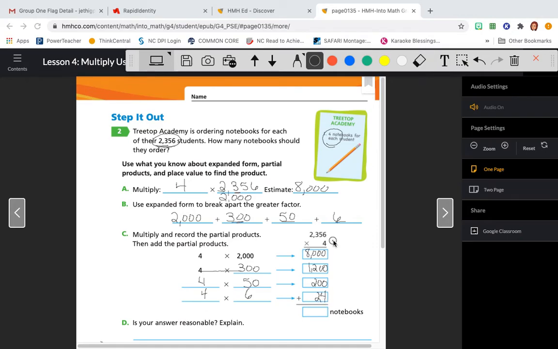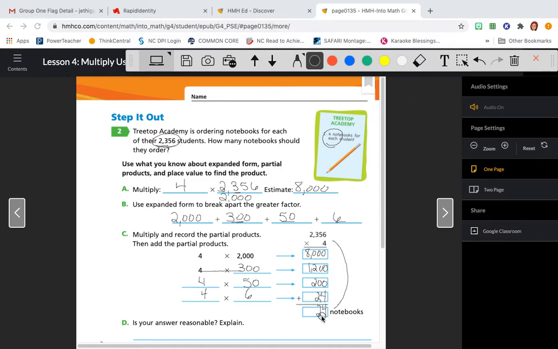This is important. This part right here is really important. Making sure you line those numbers up correctly: ones, tens, hundreds, and thousands. And now we need to add. So 0 plus 0 plus 0 plus 4 is 4. 0 plus 0 plus 0 plus 2 is 2.